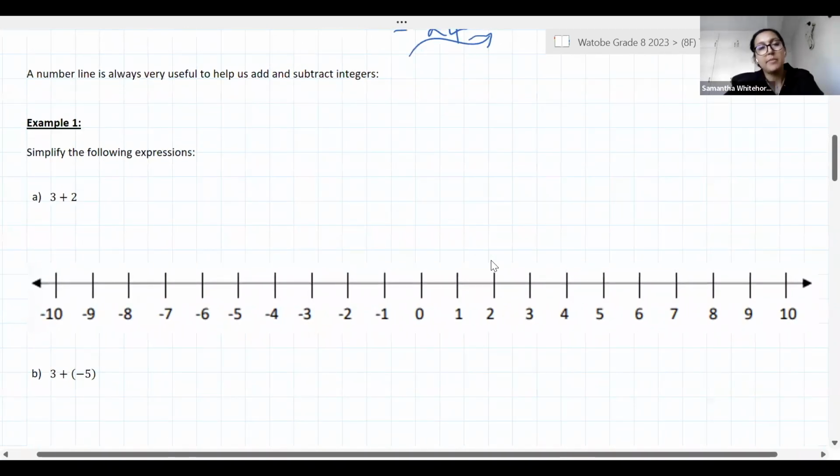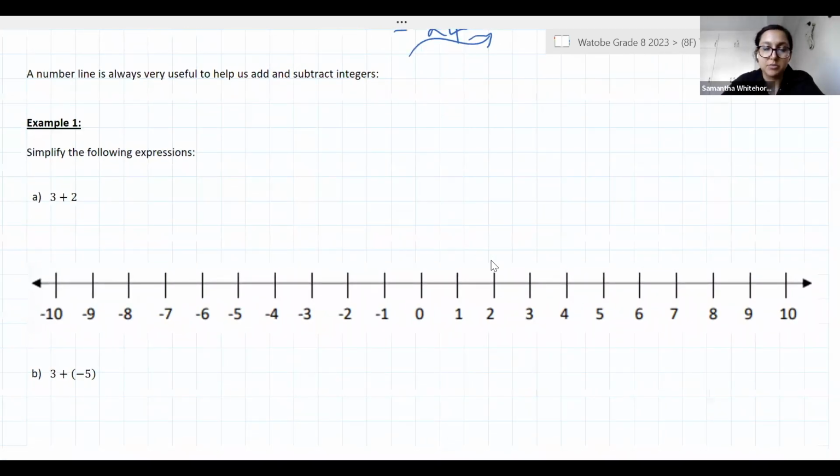Okay, so number lines are very useful for when we add and subtract integers. You can use them in a bunch of different ways, but especially when we're asked to not use a calculator. And if we struggle with negative values, this is a really useful tool for us. So we're going to have a look at some examples. Some I'm going to ask you to do by yourselves, like Yolanda said. Some I'm going to do with you. But let's practice just adding and subtracting integers.